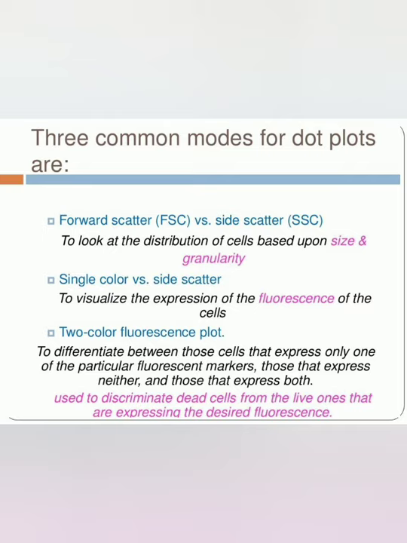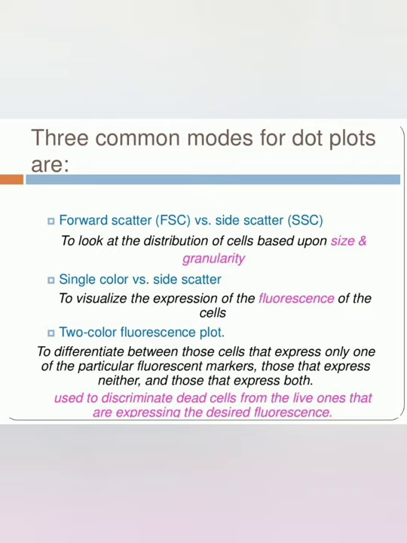There are three common modes for dot plots: forward scatter versus side scatter, single color versus side scatter, two color fluorescence plot. Forward scatter versus side scatter to look at the distribution of cells based upon size and granularity. Single color versus side scatter to visualize the expression of the fluorescence of the cells.